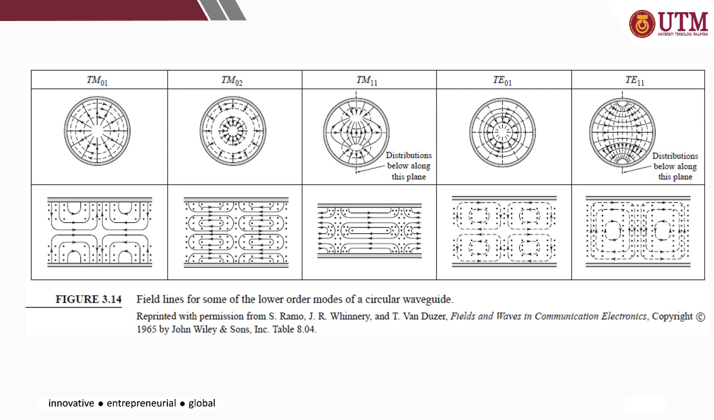This slide summarizes the field distribution for a circular waveguide depending on the modes of propagation: TM01, TE01, TE11, which is the dominant mode. It depends on a, the radius of the structure, and also the modes of propagation, where the E and H fields propagate perpendicular to each other depending on the modes of operation.